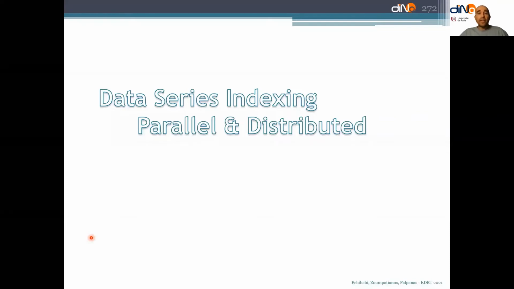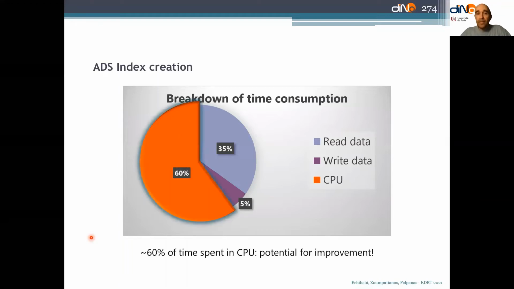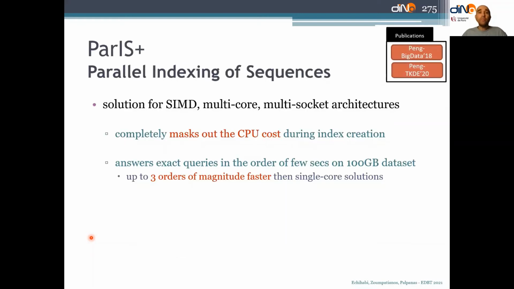So we will now discuss the data series indexing techniques that are parallel and distributed. An interesting observation here, if we take a close look at the ADS computation cost, is that 60% of this cost is CPU. And what this means is that there is lots of potential for improvement when we use parallelization and distribution. So one technique that takes advantage of this is ParIS+, parallel indexing of sequences.